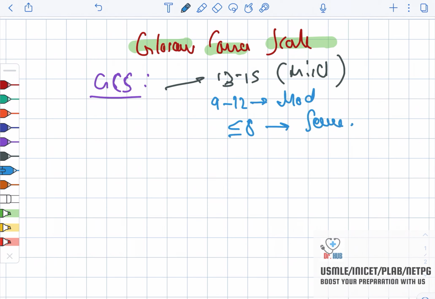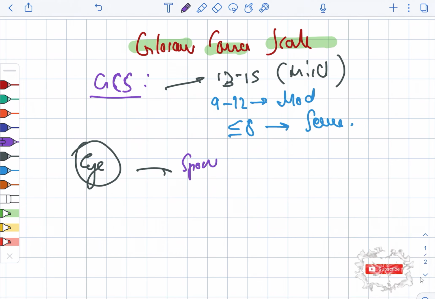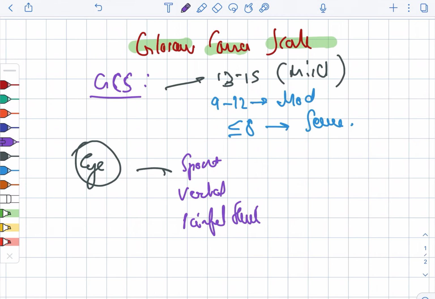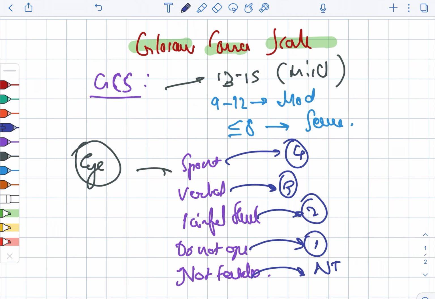Now looking at the head injury clinical classification, the eyes are what we are looking at. There are different divisions: spontaneous, to verbal command, to painful stimuli, as well as do not open, and next is not testable. In case of spontaneous it is a score of 4, in case of verbal command it is 3, in case of painful stimulus it is 2, and in case it doesn't open it is 1, and non-testable is nothing but NT.